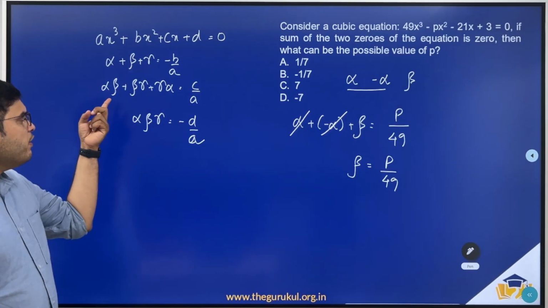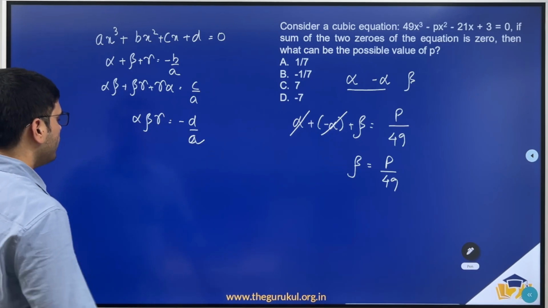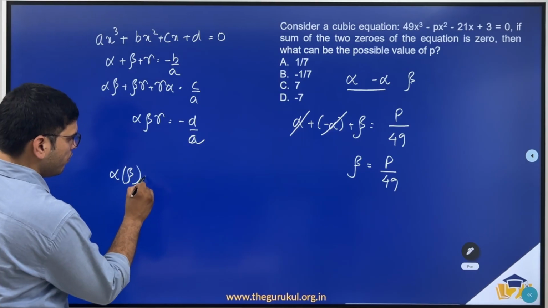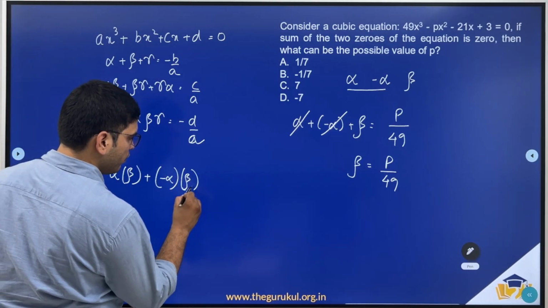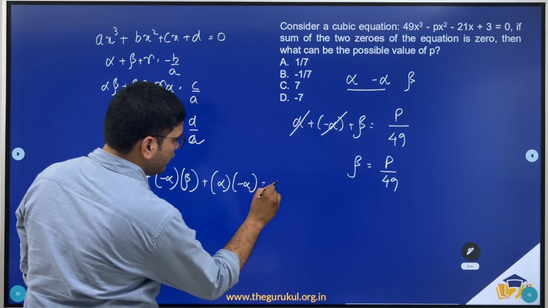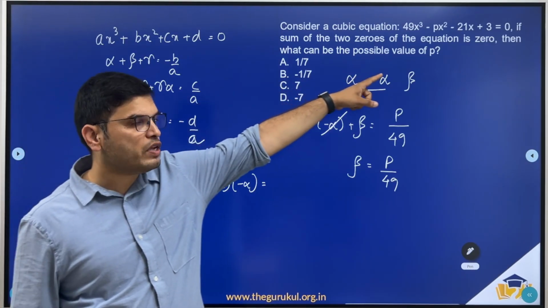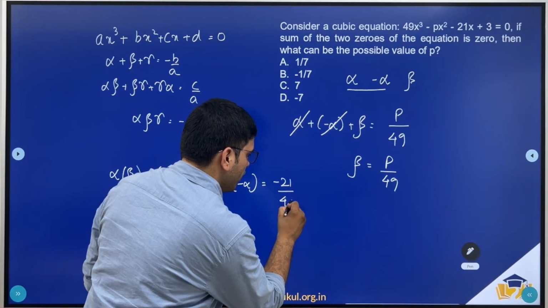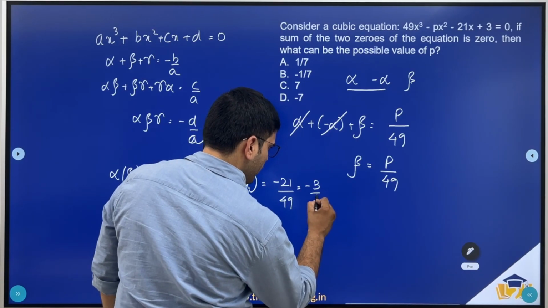Or we can as well use this. Now alpha beta plus beta gamma plus gamma alpha is equal to c by a, right? So alpha into beta plus minus alpha into beta plus alpha into minus alpha. This should be c by a. Now what is the value of c? Minus 21. So this should be minus 21 by 49, which is nothing but minus 3 by 7.